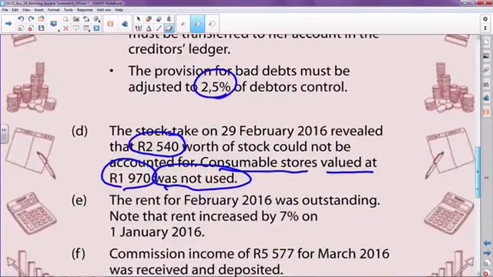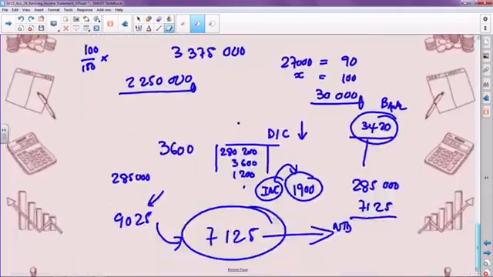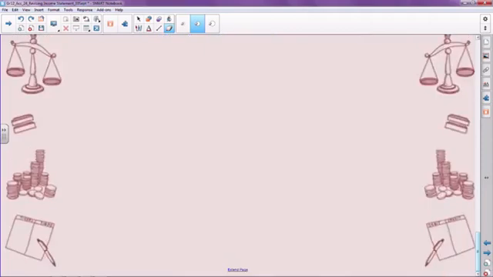We are told that the rent for February 2016 was outstanding. Note that the rent increased by 7% on the 1st of January. Aha, the famous rent increase story. Okay, let's do it so we understand it. Let your old rental be equal to 100. In terms of percentages, your old rental must be equal to 100.